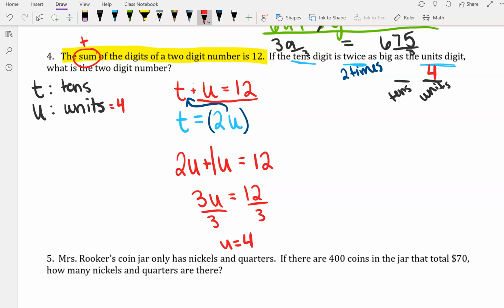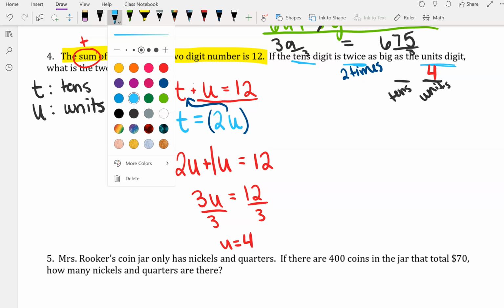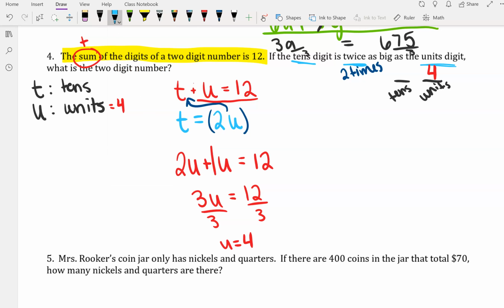So I filled that in my little fill in the blank. Once I have U, I can plug back in to find T. I'm just going to plug into this equation. T equals 2 times U, which is 4. So T equals 2 times 4 is 8. So T is going to be 8. So the tens digit is 8, the units digit is 4.